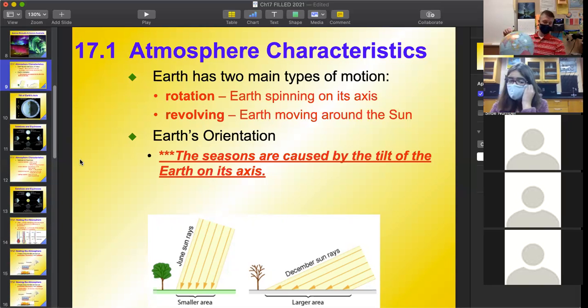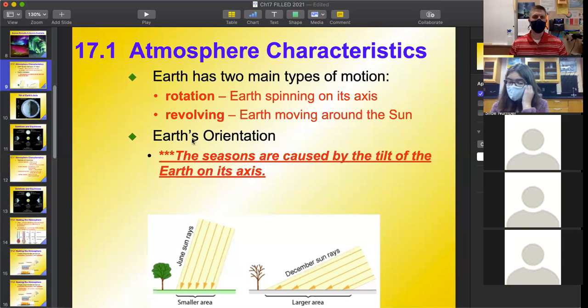The other main type of motion is revolution or revolving. So if my hand is the sun, as the Earth goes around the sun, that's revolving. So that's 365 days plus some change to go around the sun once. I say some change because it's a little over that. That's why we have leap years every 4 years, to make up that additional time.